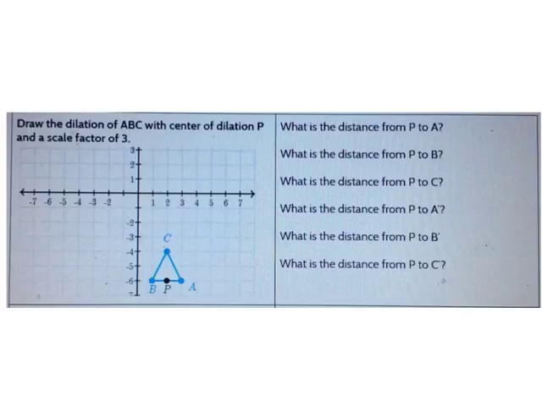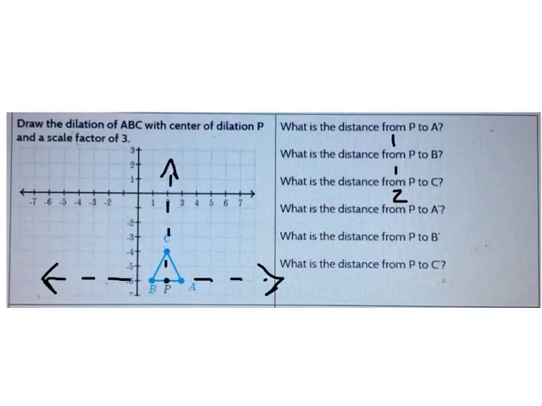Now, draw the dilation of ABC with a center of dilation P and a scale factor of 3. First, what's the distance from P to A, the distance from P to B, and the distance from P to C? P is 1 unit from A, P is 1 unit from B, and P is 2 units from C. When I dilate, each point is going to move away from P in a straight line.